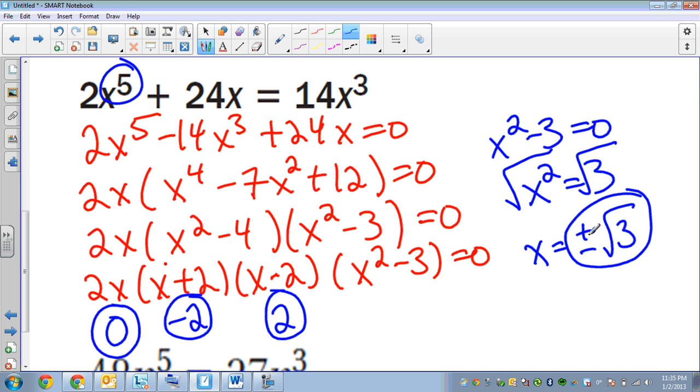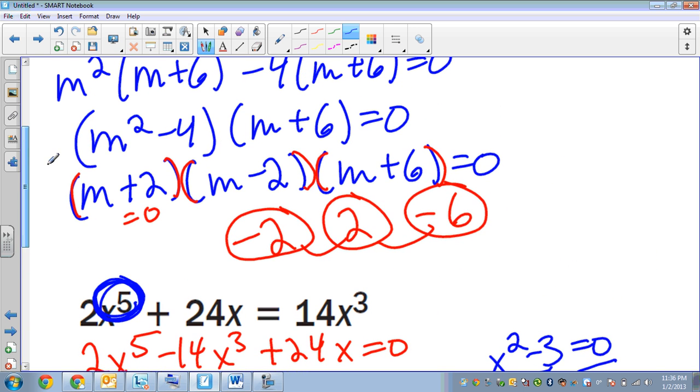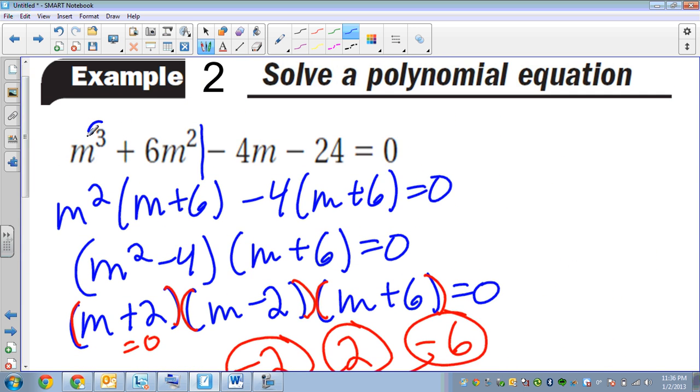So those are our final answers. We have a plus square root of 3, a negative square root of 3, a 2, a -2, and a 0. Notice how many answers we have: 1, 2, 3, 4, 5 answers. Notice the highest exponent power, 5. Let's look at this one. We have 3 answers. Notice our highest exponent power.